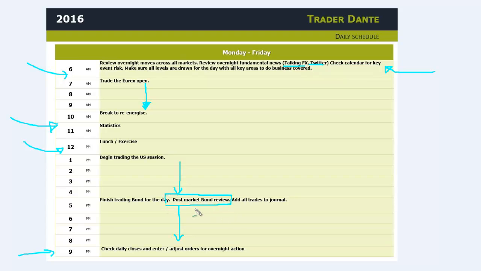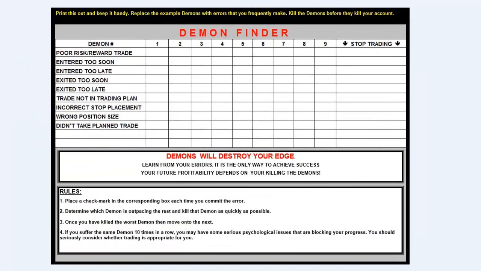During this post-market Bund review, not just filling in the trades but thinking, what did I do well today? What did I do that was not so good? And one of the things that I'm doing at this point is using this fantastic little tool, the Demon Finder. You can create your own in Excel. I can actually send you the Excel sheet if you want, so it's easy to mock up. You just change these things here for whatever your problems are, but these are the common ones.